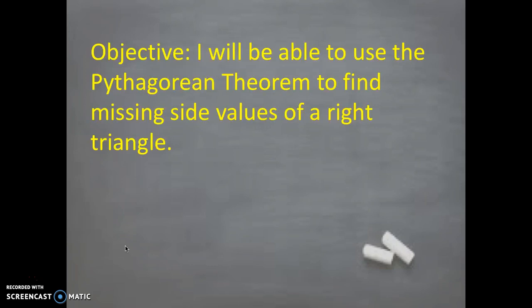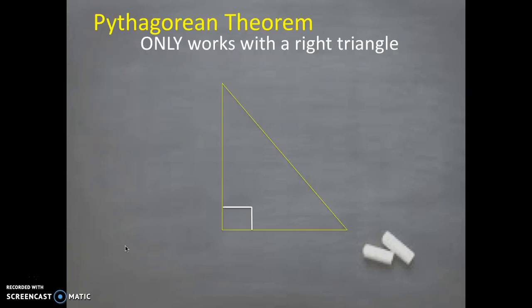So our objective for today is, I will be able to use the Pythagorean Theorem to find missing side values of a right triangle. Just as a side note, and I do want you to write this down, the Pythagorean Theorem only works with right triangles. It doesn't work with any other type of triangle. And one way that we can tell 100% sure that it is a right triangle, if we don't have the angle measurements written, is this little square on the side of the triangle.